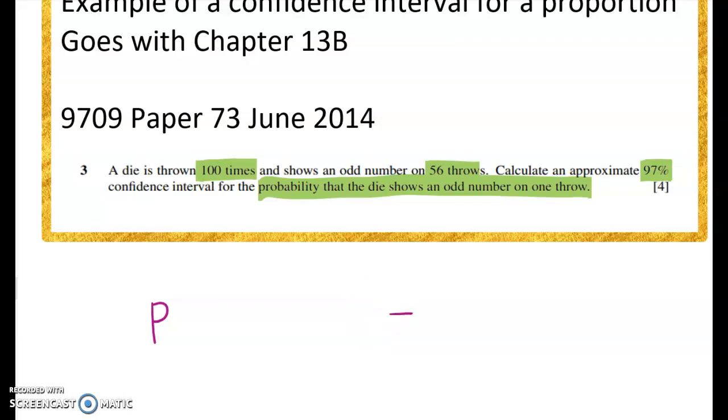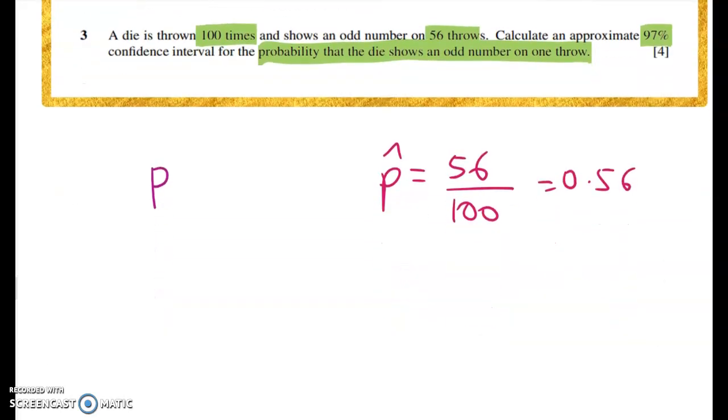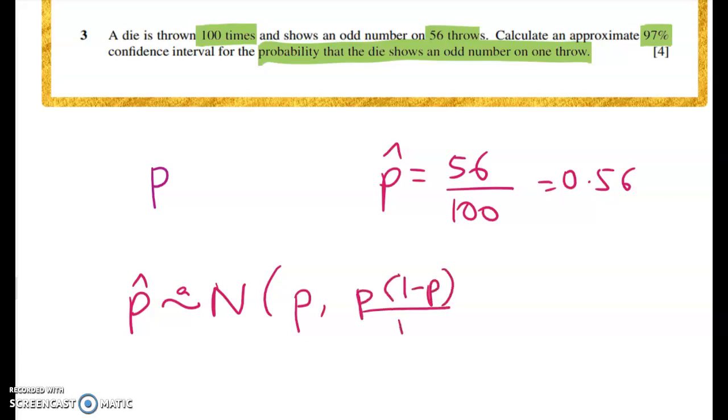Sorry about that. Okay, so P hat is equal to 56 out of 100, which is equal to 0.56. Now, we know that because the central limit theorem kicks in above around 30, the sample proportion will be roughly normally distributed. On average, it will hit the true value of the population proportion, so the mean is P, and the variance is going to be P times 1 minus P over N.